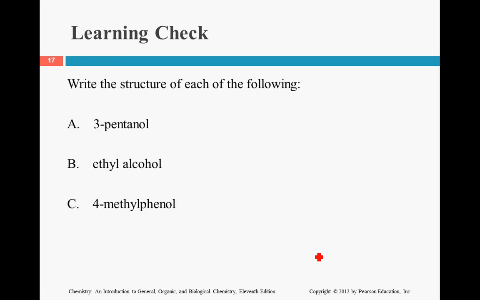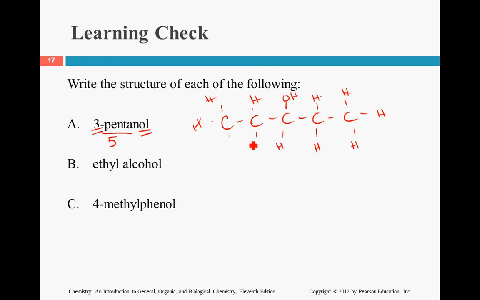So now we're going to go back and try to draw these out. So let's see. Pent means 5, so that means we have 5 carbons in a row. On the third carbon, there's an OH group. So 1, 2, 3, OH. All the rest of these are hydrogens, because the hydrogen is the filler. Ethyl alcohol. This is the common way of naming it, which means that the alcohol is going to be at the end. So ethyl is 2 carbons. There's an alcohol at the end of it, and all the rest are hydrogens.